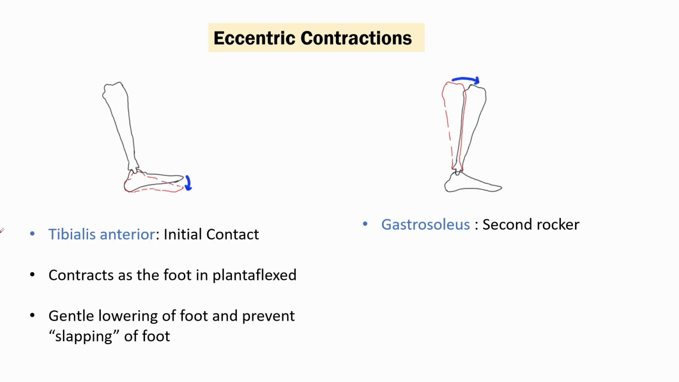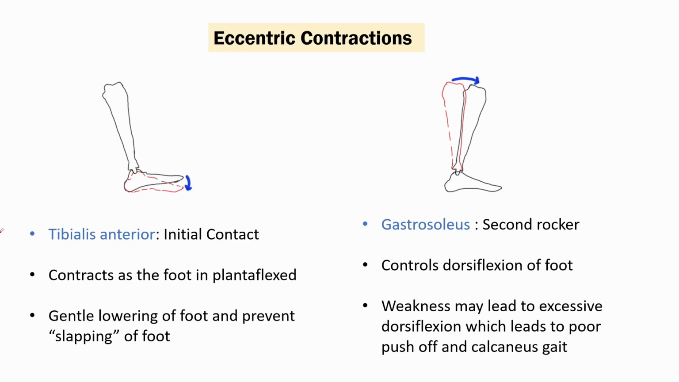Another example is the contraction of gastrosoleus during the second rocker. During the second rocker, the tibia moves forward and the ankle dorsiflexes. This eccentric contraction of gastrosoleus smoothens this dorsiflexion, preventing excessive dorsiflexion. A weakness of gastrosoleus may lead to excessive dorsiflexion, which leads to poor push-off and calcaneus gait.